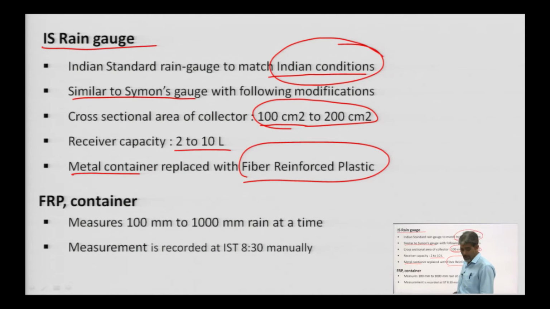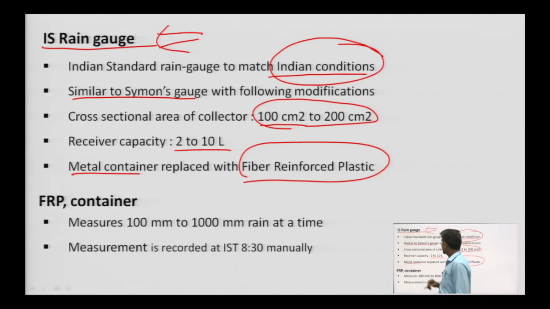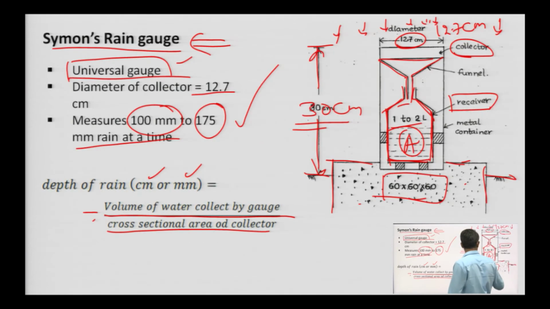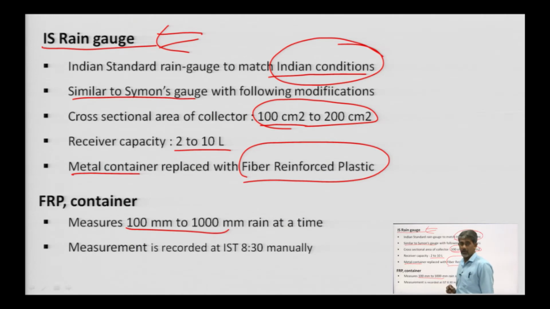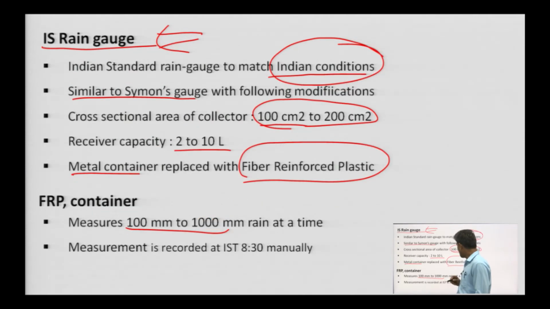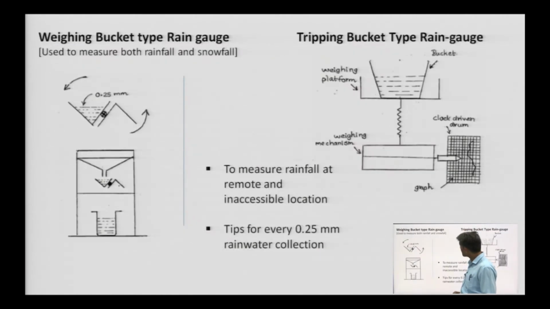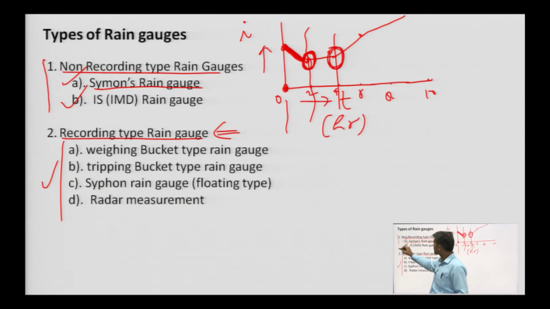So these are the changes over the Symons rain gauge, and after the modification, that is basically our Indian standard rain gauge. The fiber reinforced plastic container measures 100 to 1000, as compared to the previous one, the Symons rain gauge, which was 100 to only 175. The IS rain gauge can measure 1000 precipitation at a time, and measurement is recorded manually, no problem. So these two are non-recording types.